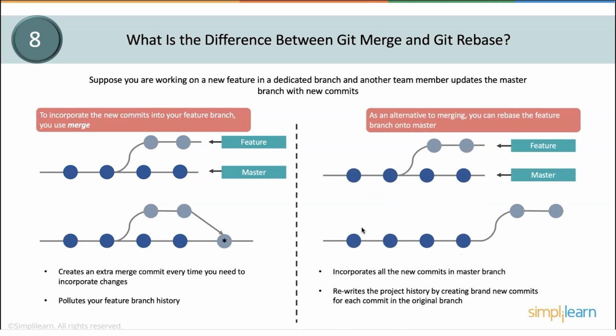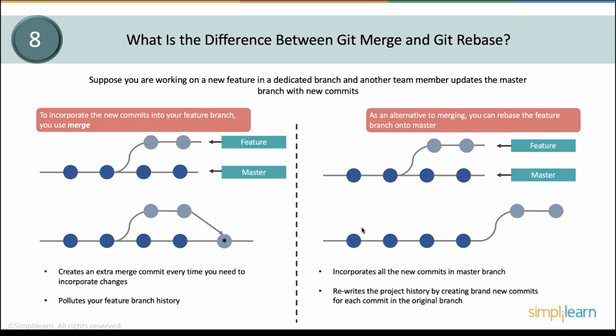As an alternative to merging, you can rebase the feature branch onto the master. It incorporates all the new commits from the master branch, and it rewrites the project history by creating brand new commits for each commit in the original branch. That's the difference between a git merge and a git rebase.